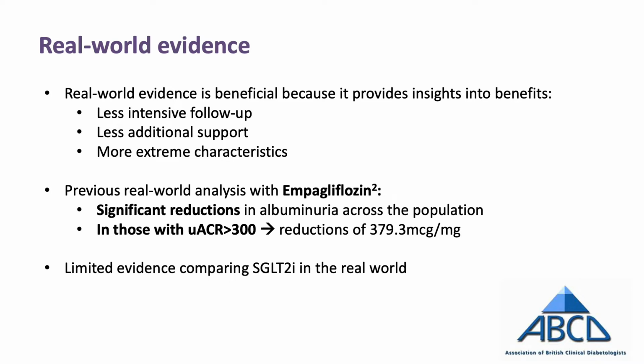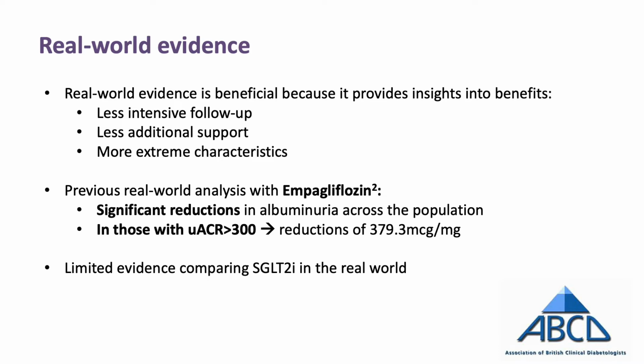Previous real-world analysis from the ABCD audits looking specifically at empagliflozin demonstrated significant reductions in albuminuria across the population, with the caveat that this analysis focused on absolute rather than relative reductions. In those with a urine albumin creatinine ratio greater than 300, the reductions were very large, with an average reduction of 379.3 micrograms per milligram.